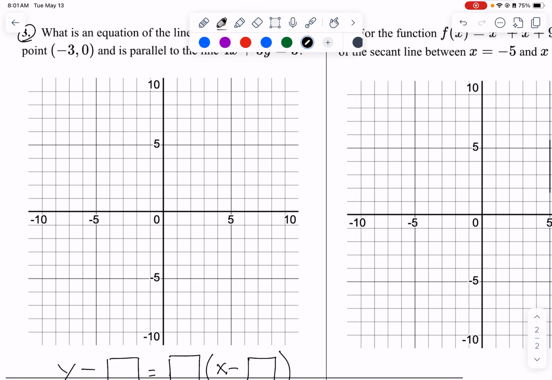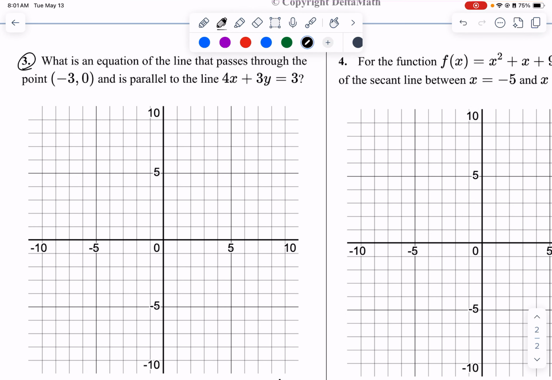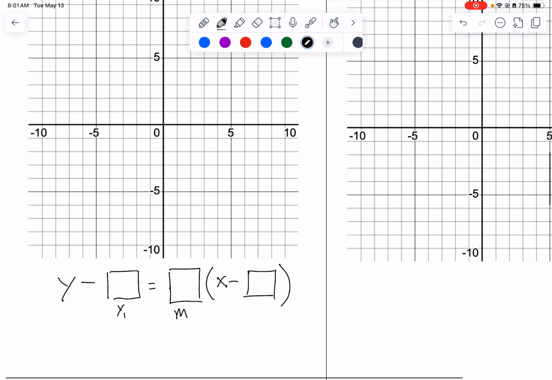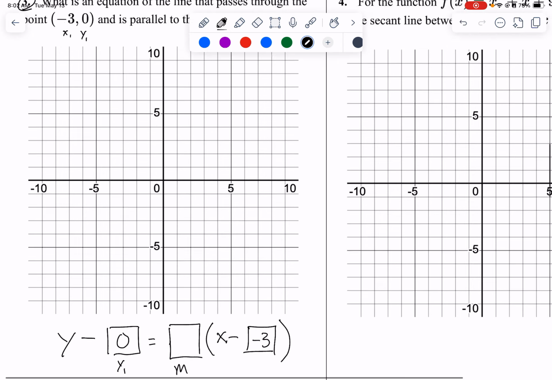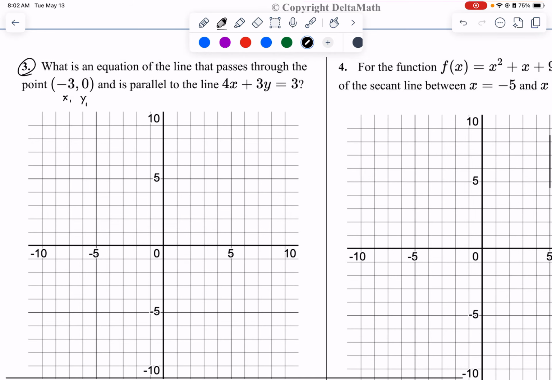And we actually have like half of the answer because they told us in this prompt what is an equation of a line that passes through a point. So they gave us a point with an x value and a y value to plug into our equation. The x value is -3 and the y value is 0. What I don't have yet, but I need to figure out, is what is the slope?